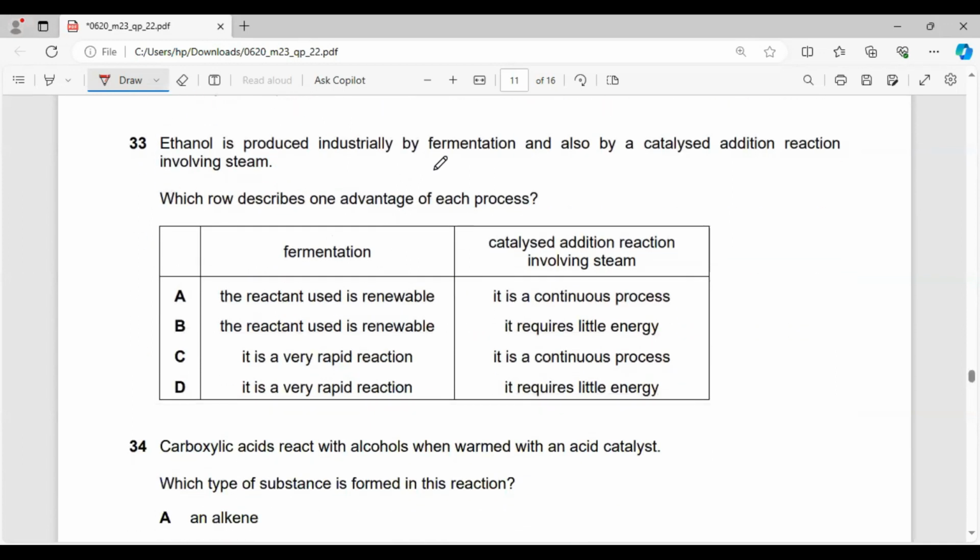Ethanol is produced industrially by fermentation and also by catalytic addition reaction involving steam. Which row describes one advantage of each process? As we have to find out the advantage of both the processes, fermentation is where glucose is reacted with yeast. Now glucose and yeast are both renewable sources. So both option A and B are correct. In case of catalytic addition, it is a continuous process. It requires little energy. So the continuous process of catalytic addition is an advantage for us. That is why option A is correct.